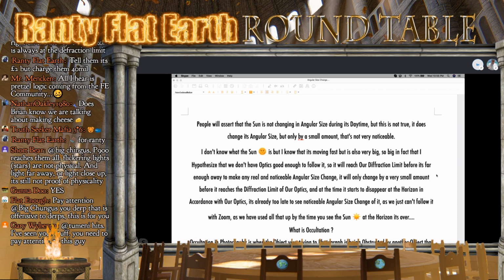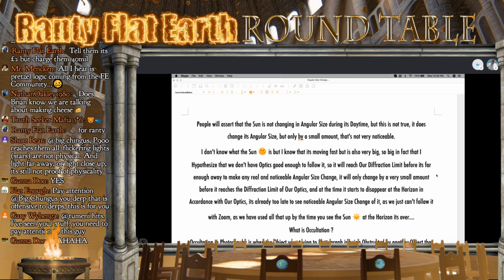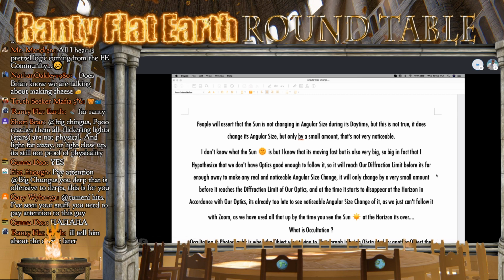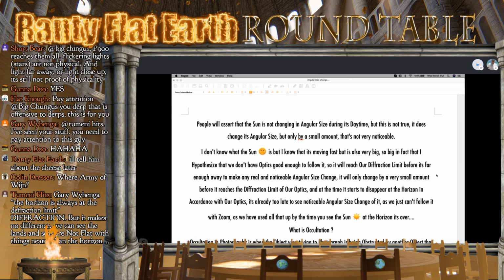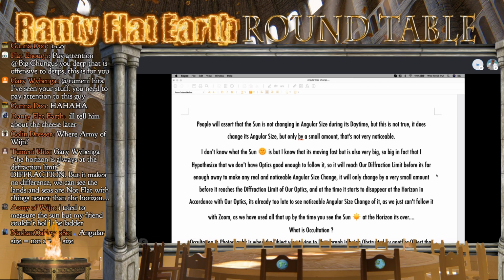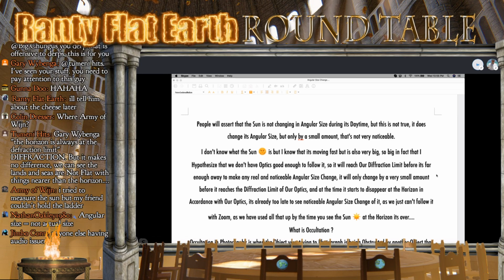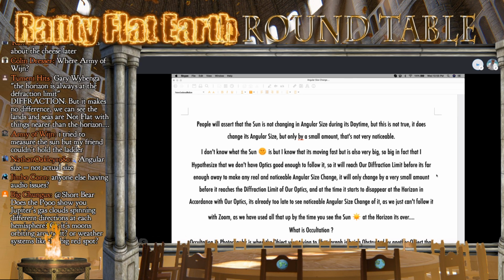Basically what I'm saying there is that the sun goes so far away from you that before it makes any real angular size change, because it's so big, it starts reaching your diffraction limit before its angular size change has actually really noticeably started. Like it is changing angular size, but it's only because it's so big that you're not deciphering it, basically is what that means. Right?